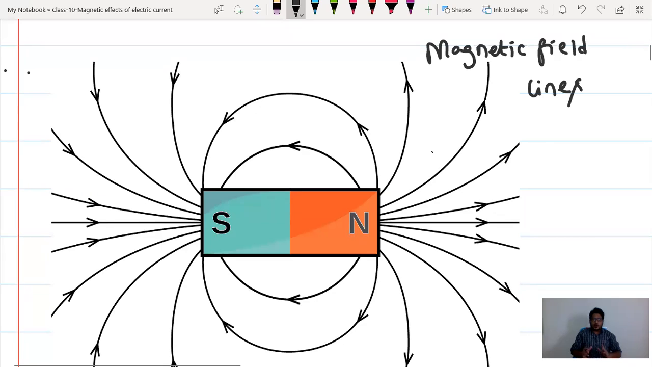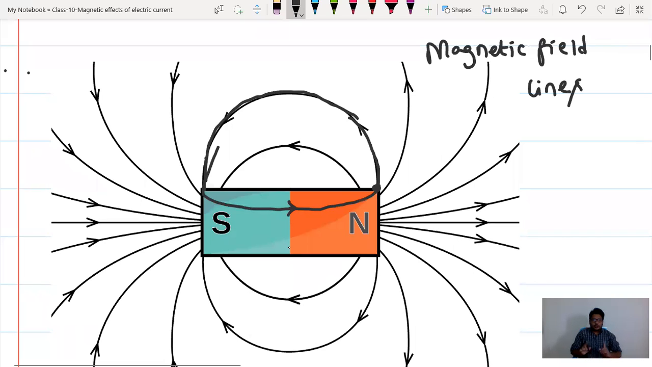And a few properties we have learnt in our last lecture. First, magnetic field lines are closed loops. So you can see if it is starting from north, it will move towards south. Again, what will happen? Inside, it will move towards north. Like that, there will be a continuous circular flow.